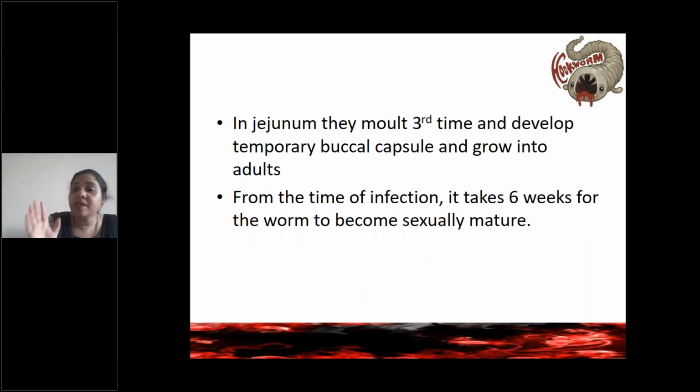The normal habitat is the jejunum. They enter the jejunum, and in the jejunum they molt, and they develop a temporary buccal cavity and grow into adults. Then they sexually mature. After sexually maturing, fertilization takes place, and fertilized females will lay eggs. Eggs are again passed in feces. The time between infection and the worm becoming sexually mature is about 6 weeks.